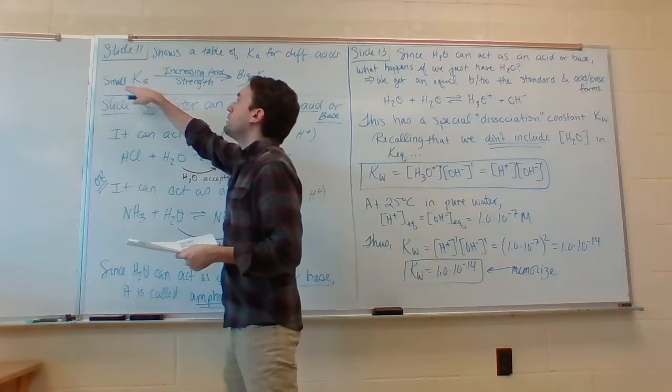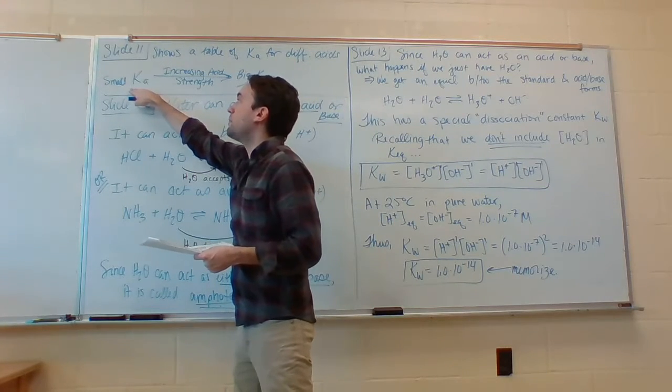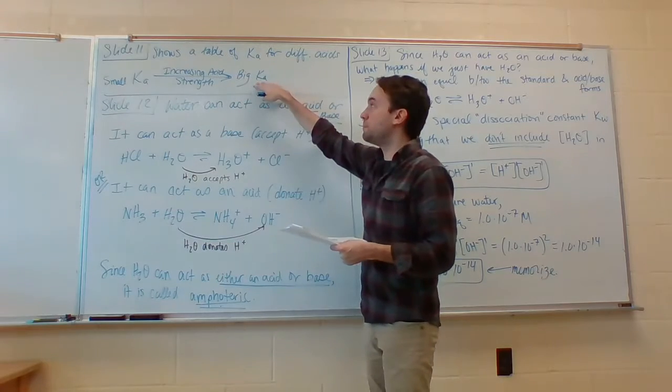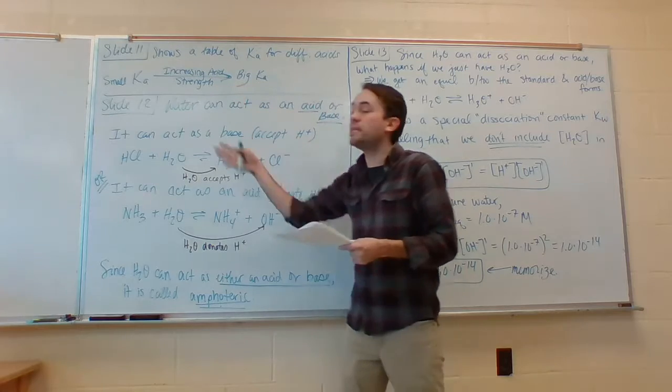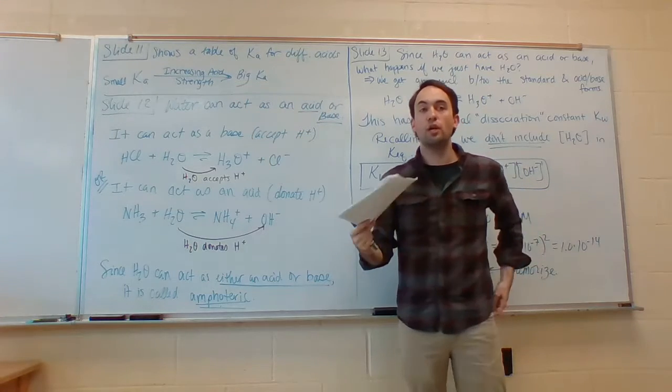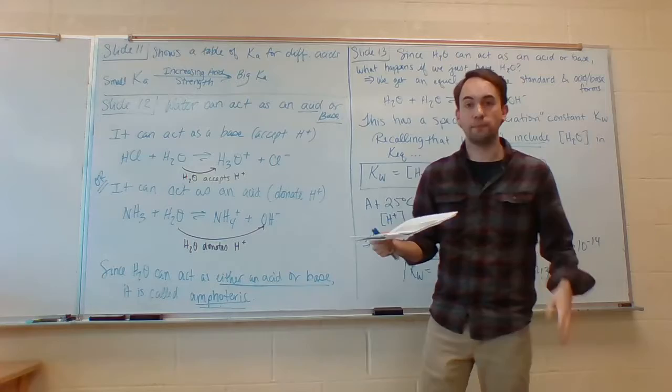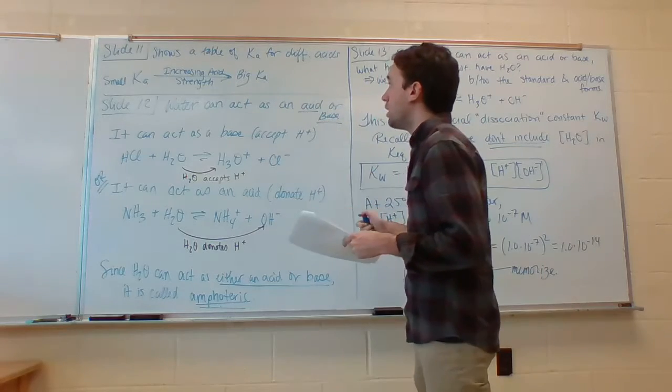All right, now notice that we have them tabulated from small Ka all the way up to some big Kas. As we go from small Ka to big Ka, we are increasing in our acid strength, right? Because we're getting more and more dissociation as we go along, right?